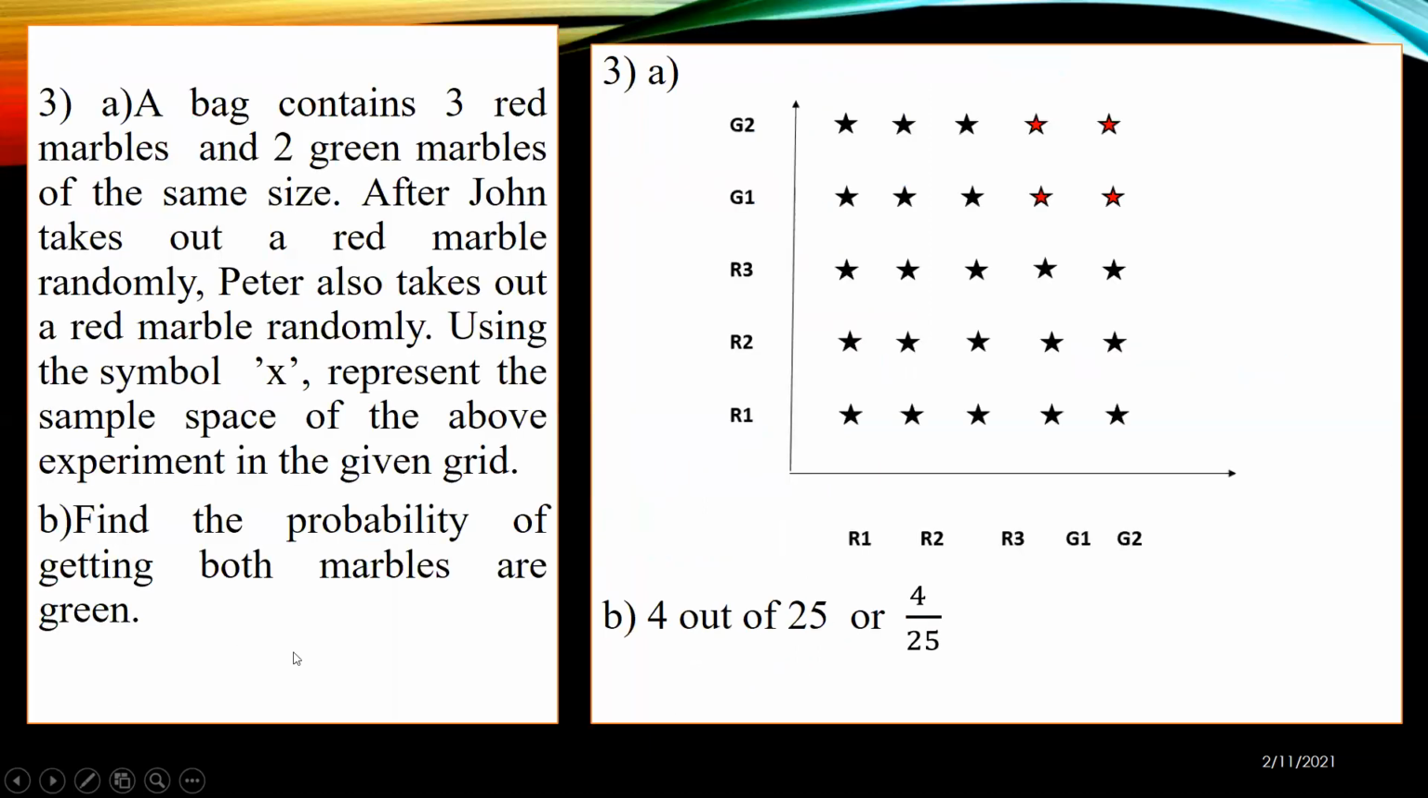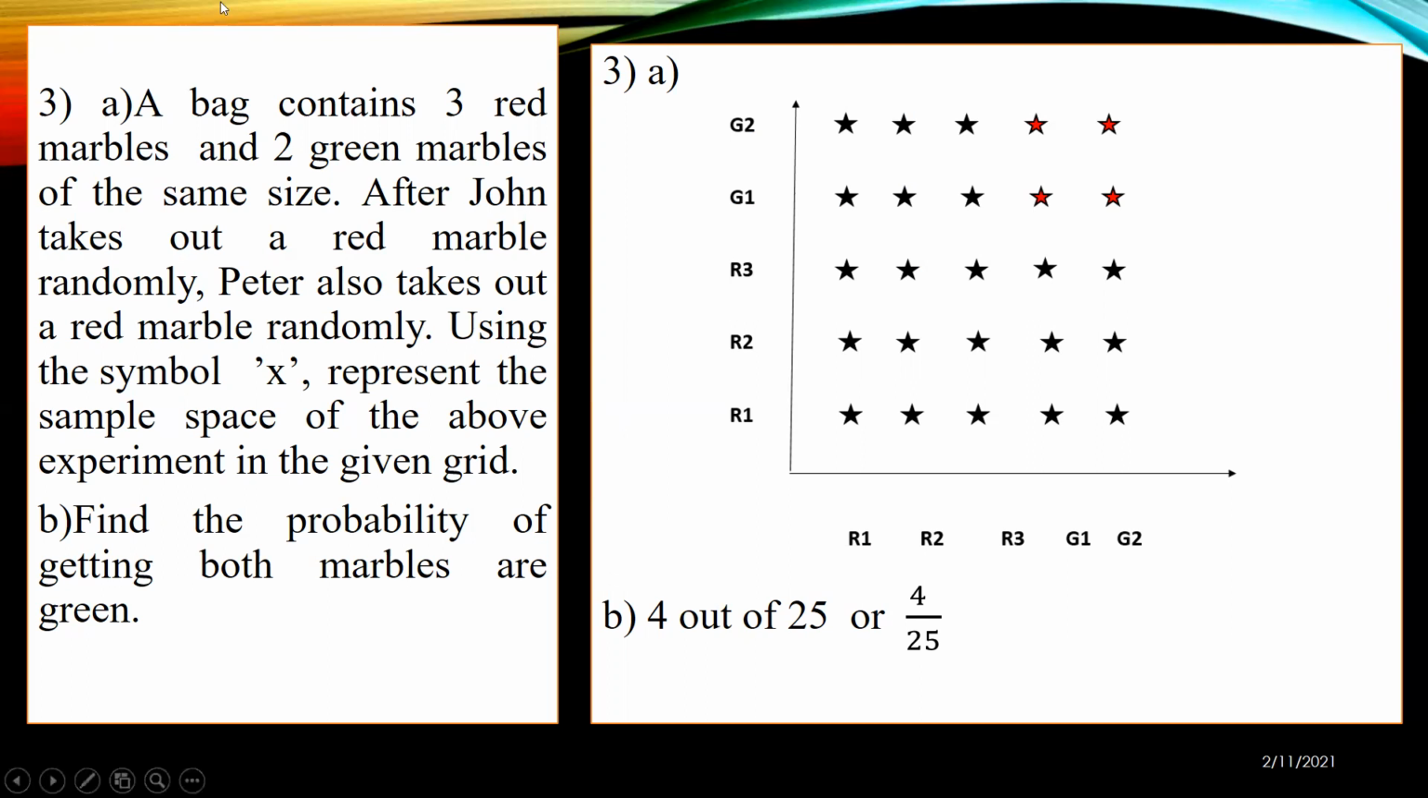The third question, a bag contains 3 red marbles and 2 green marbles of the same size. After John takes out a red marble randomly, means without looking, Peter also takes out a red marble randomly. Using the symbol X, represent the sample space of the above experiment in the given grid. B part, find the probability of getting both marbles red.